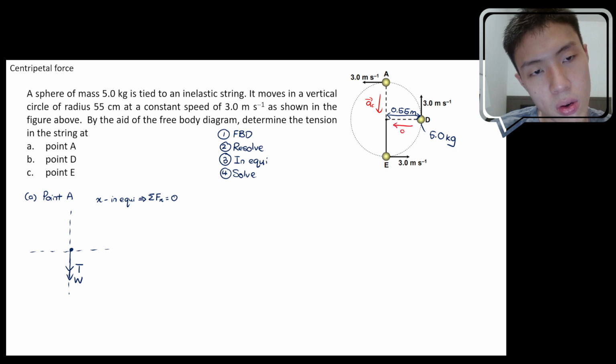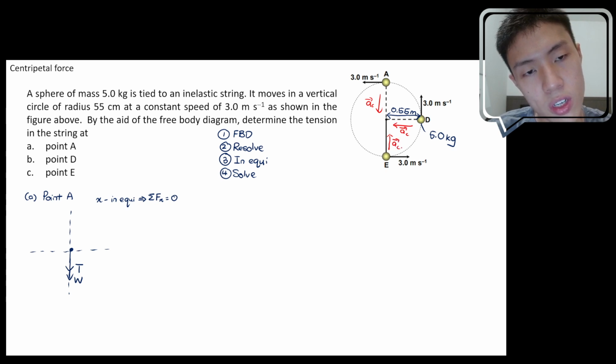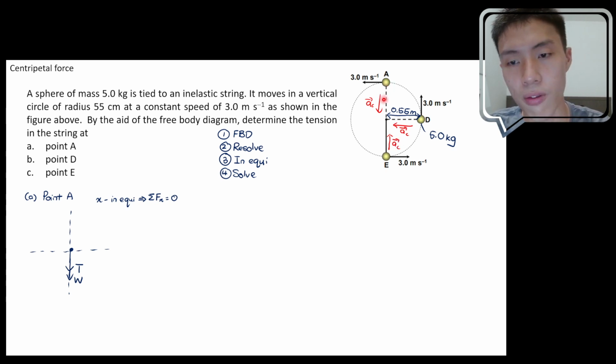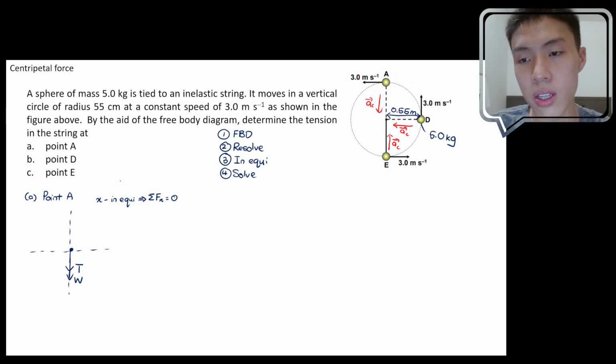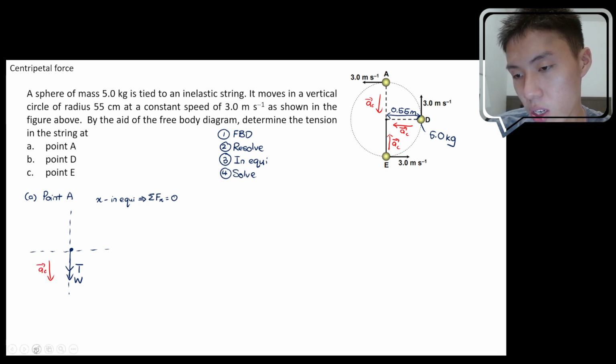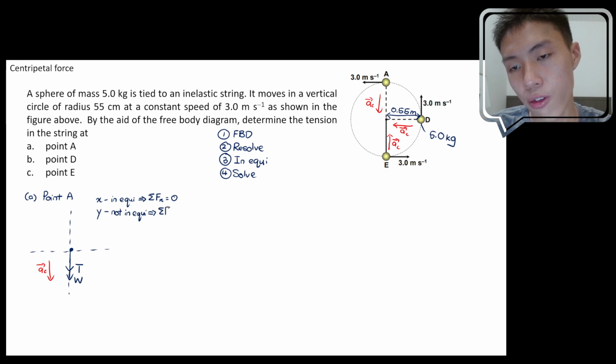Center of the circle. Always pointing towards the center of the circle. Because it's always pointing towards the center of the circle, you know that in the situation at point A, there will be acceleration pointing downward. So for the y-axis, there will be acceleration pointing downward. For sure it is not in equilibrium because there is acceleration. To be more specific, there is centripetal acceleration. So you need to solve it using sum of Fy equals may.